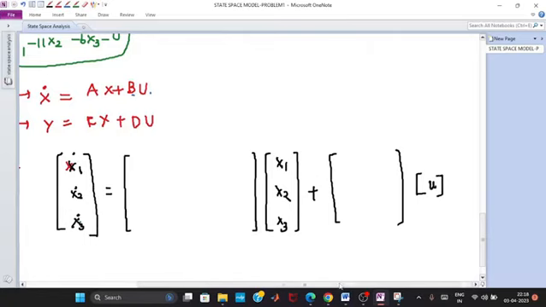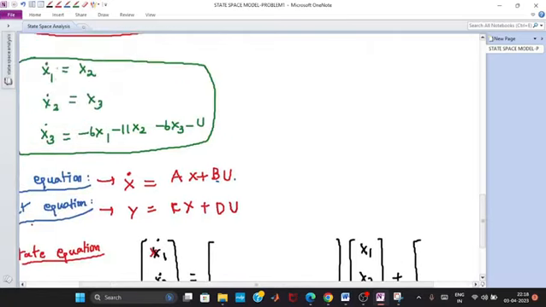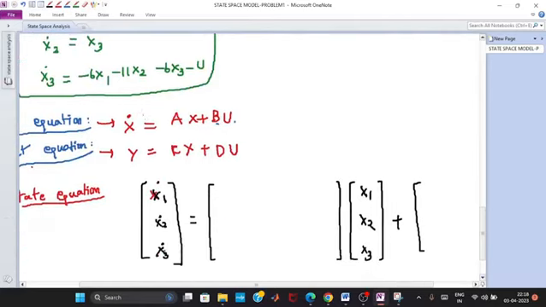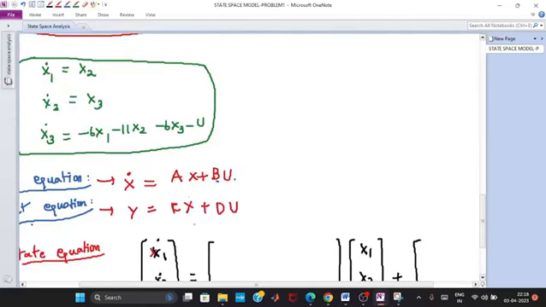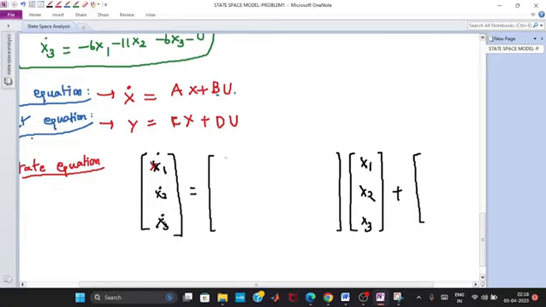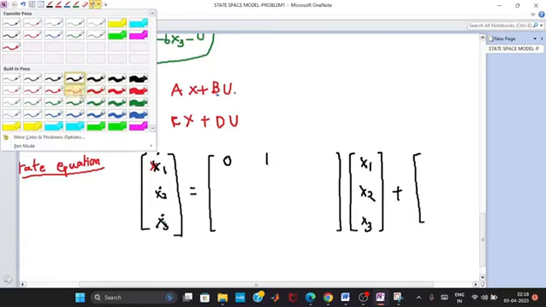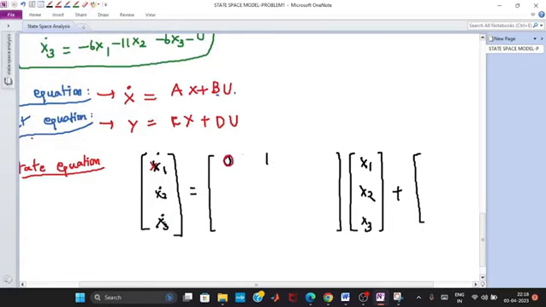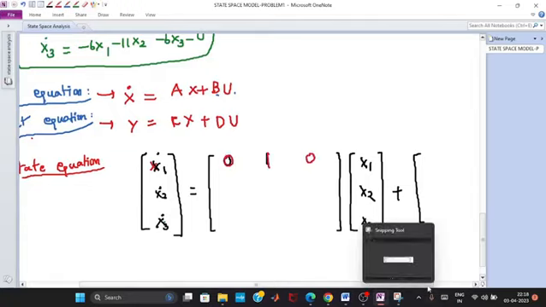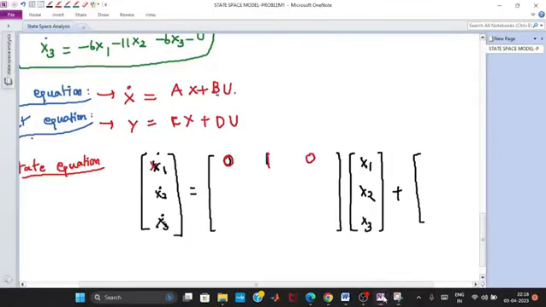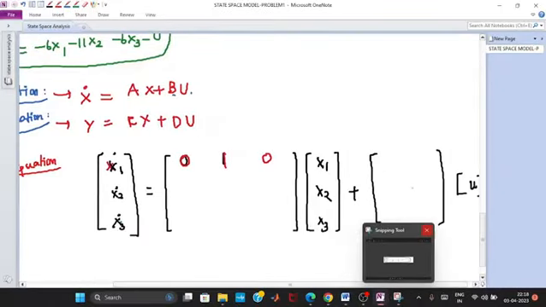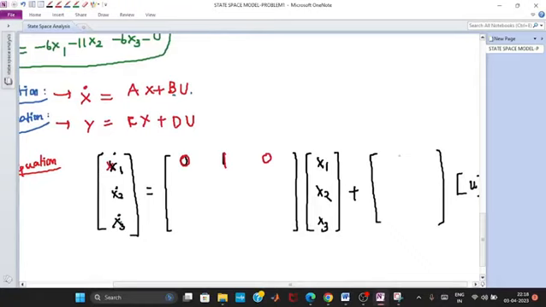Now we have to put the given values into the equation, right? What is x1 dash? x1 dash equal to x2. So I can put x1 dash as 0x1 plus 1x2 plus 0x3. Plus, how many times is u there? How many u's? There is no u, right? So that means 0 times. So I will come to that later, don't worry, right?